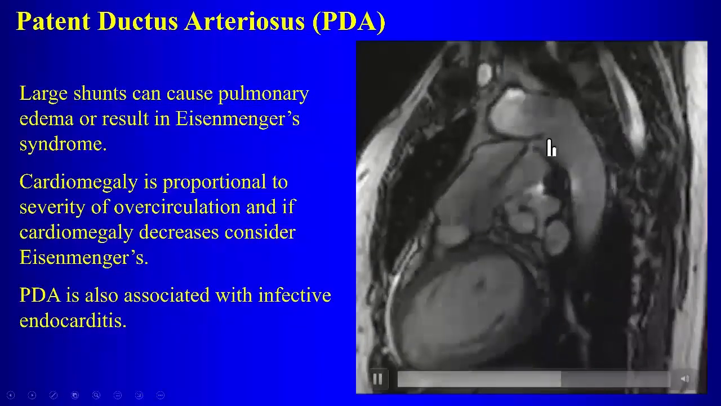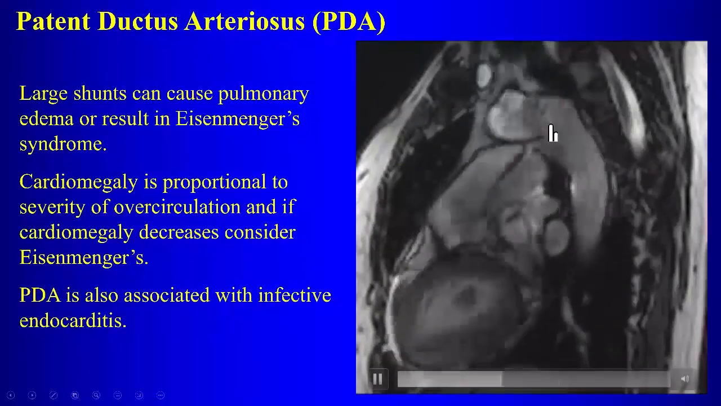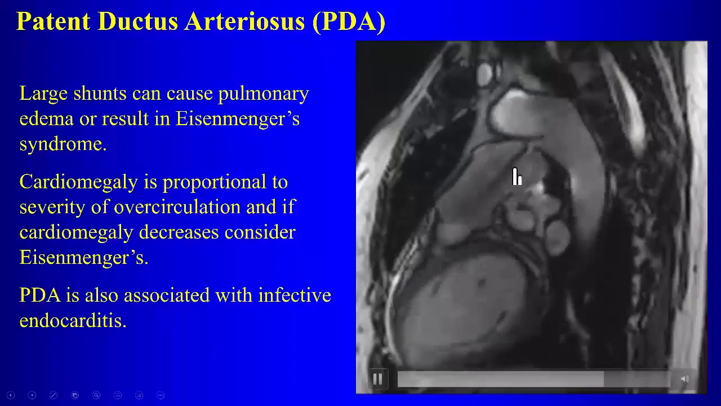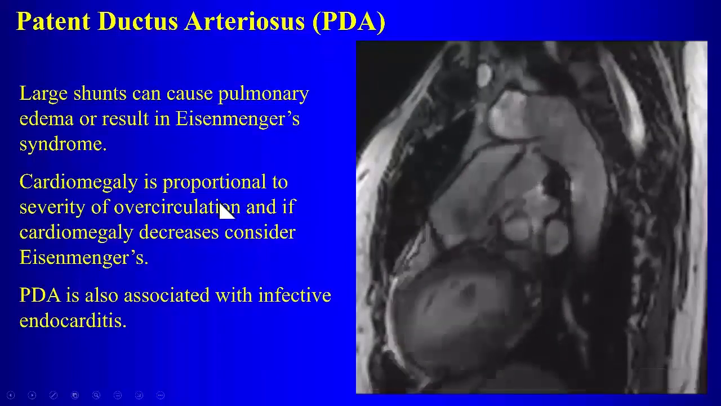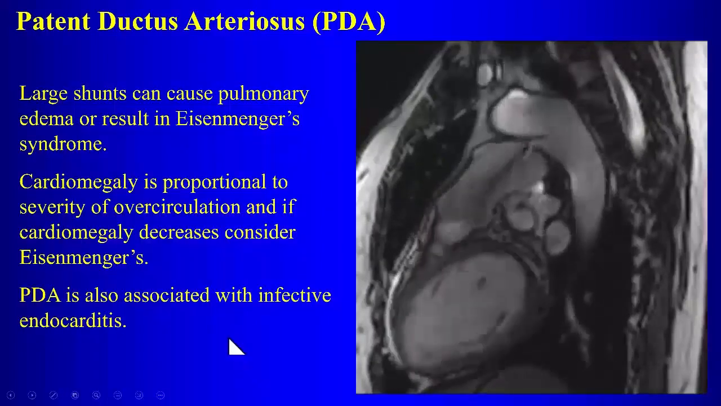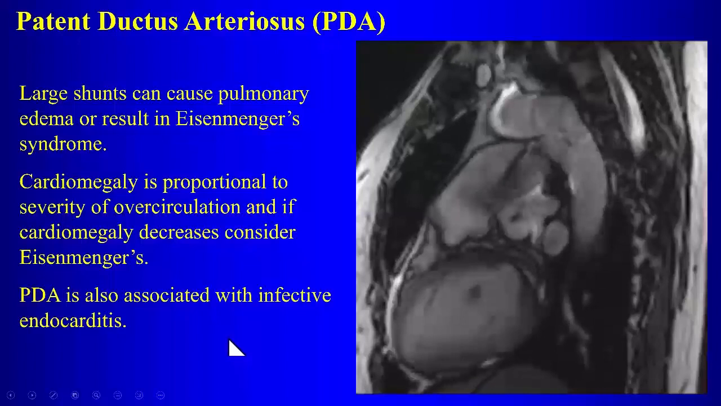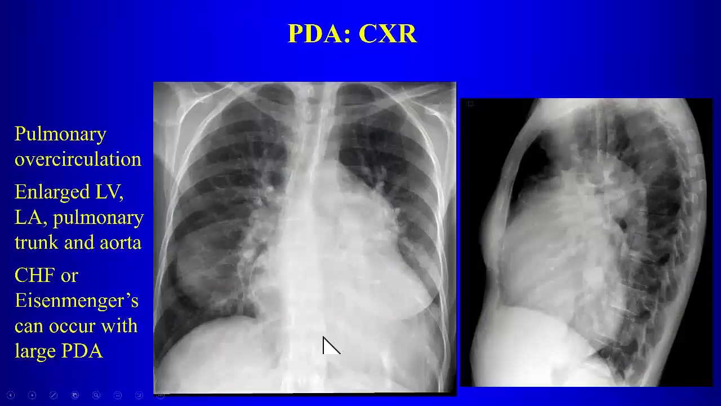So you can demonstrate it nicely with MR, that you can see the shunt flow going through that jet between the undersurface here of the aorta, and there's the enlarged pulmonary artery. And these can cause Eisenmengers if there's enough shunting, and can also be associated with infective endocarditis. And cardiomegaly will be proportional to the amount of overcirculation.